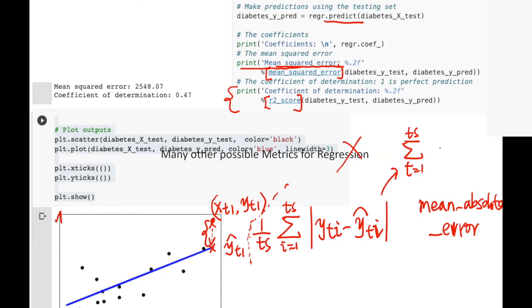Take yti minus yti hat, then take a square. So you can tell the squared error actually penalizes more, or shows more, on those points that have bigger differences. Yeah, so there are actually many more.